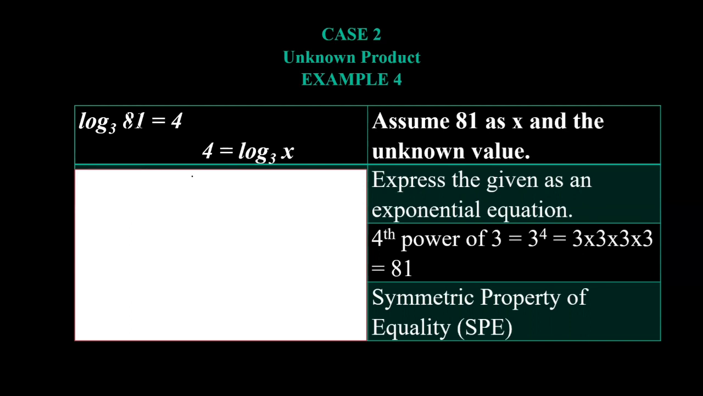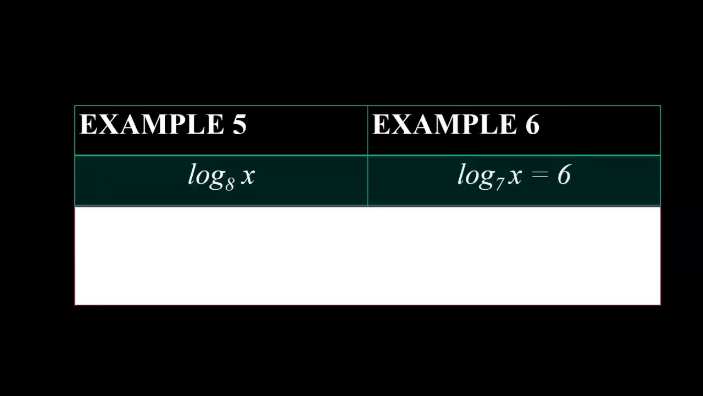Okay, so what we are going to do is transform it into exponential form. So we have the base 3 raised to 4 is equal to x. To find the value of x, we just simplify 3 raised to 4. Therefore, 3 times 3 times 3 times 3 is equal to 81. Therefore, 3 raised to 4 is equal to 81. So this is how we solve the unknown product, or unknown number, in our logarithmic equation. Now, let's have the next example.